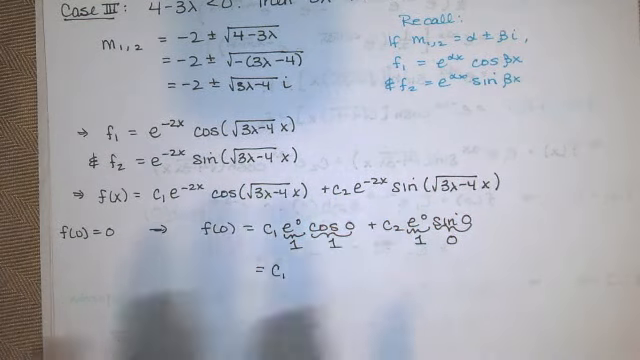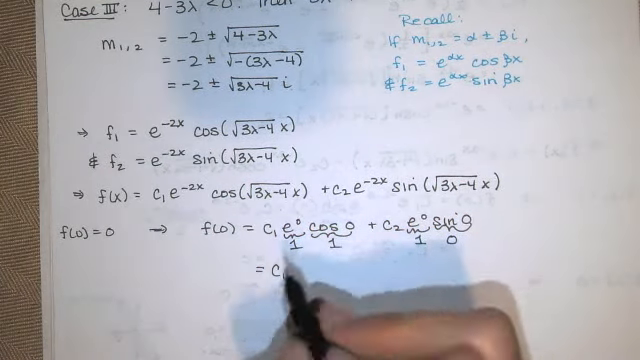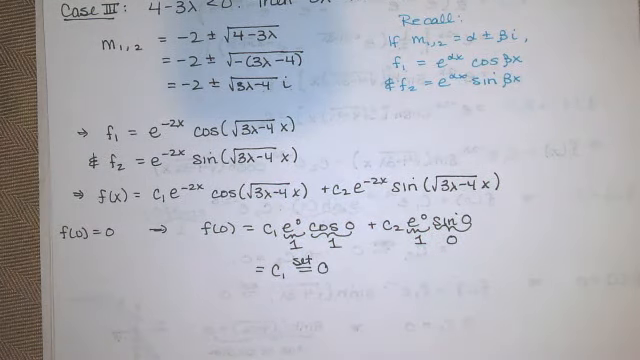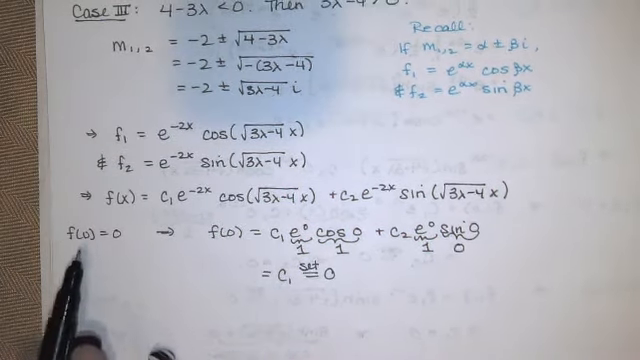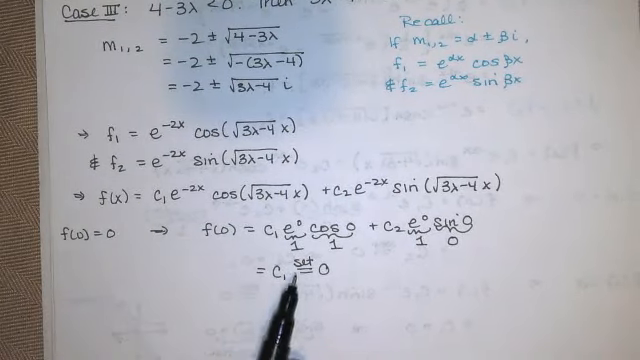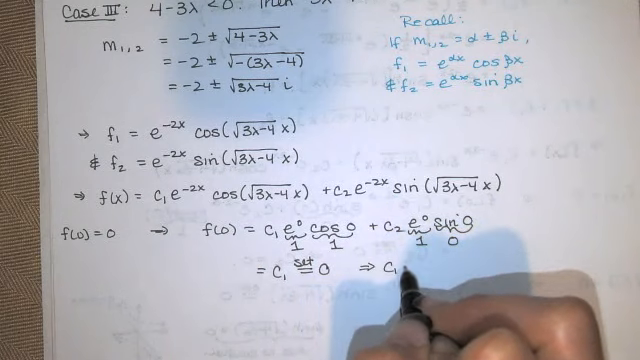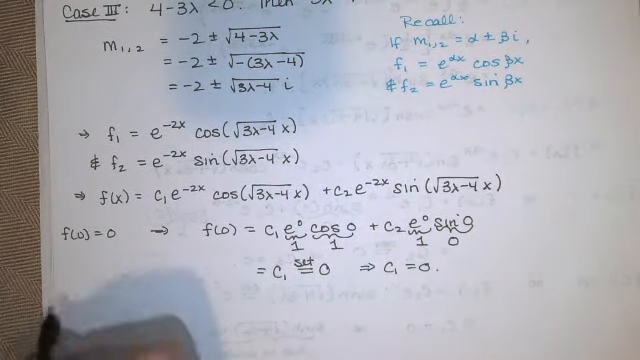It turns out to simplify to just C1. That is equal to 0. f of 0 would be C1 in general. Because f of 0 equals 0, we know that this expression has to be 0. So C1 must be 0 from the first boundary condition.